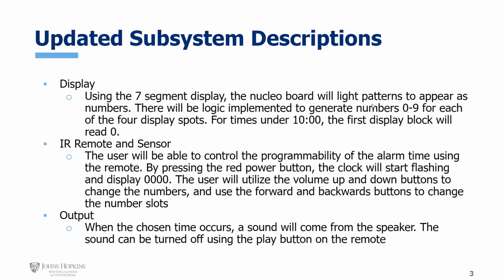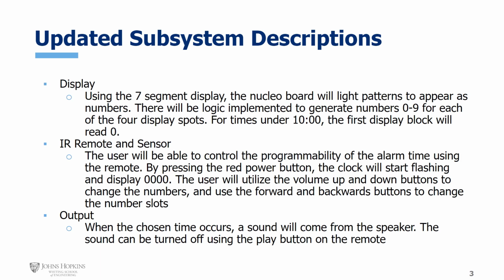For the IR remote and sensor, the user has the ability to control the programmability of the alarm time using the remote. This PowerPoint's actually backwards, but when the timer turns on, it's not flashing, it's just 0000, and every second, or you can change it to every minute or whatever you want, it increases by 1. So it'll be 0000, 0001, 0002, etc. If you press the power button, you have the ability to change what the set time is, so you're not turning your alarm clock on at midnight.